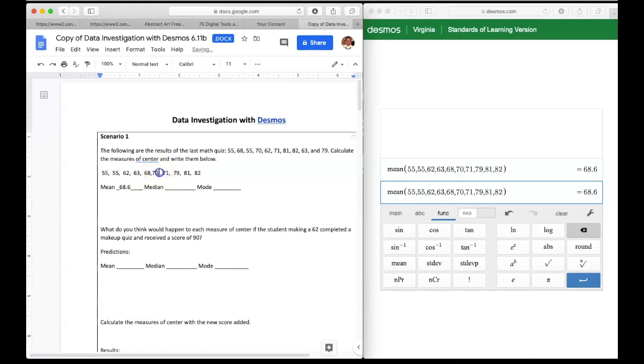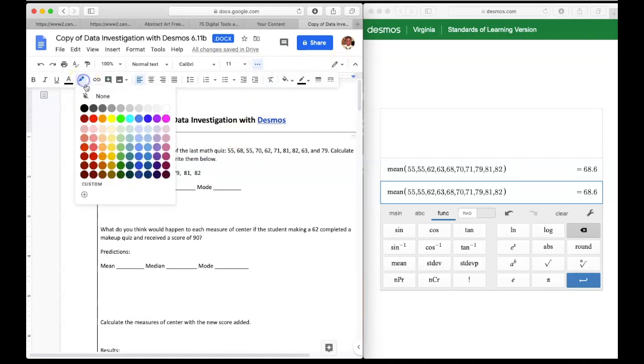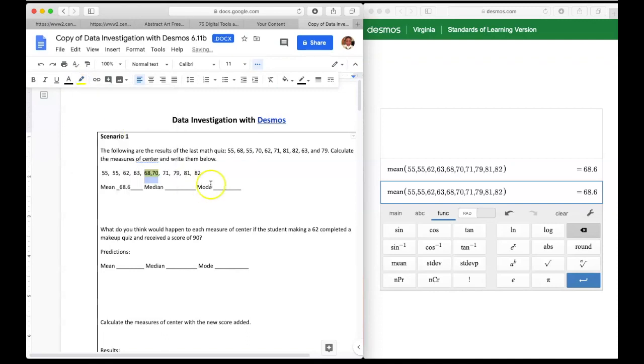So what's left in the center? These two numbers right here. So those are my two numbers that are in the center. Okay, I'm going to go ahead and highlight those two numbers. So that's my center number, 68 and 70. So what's my median? 69.